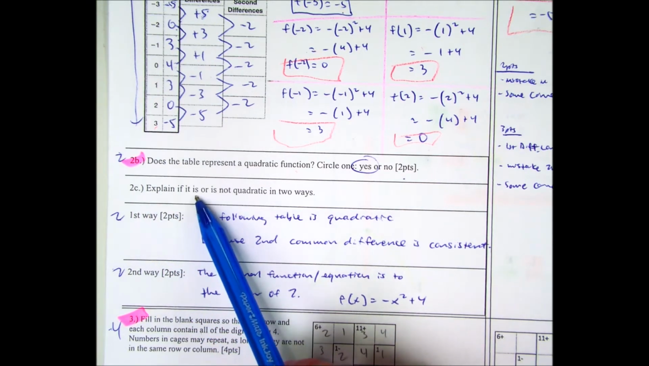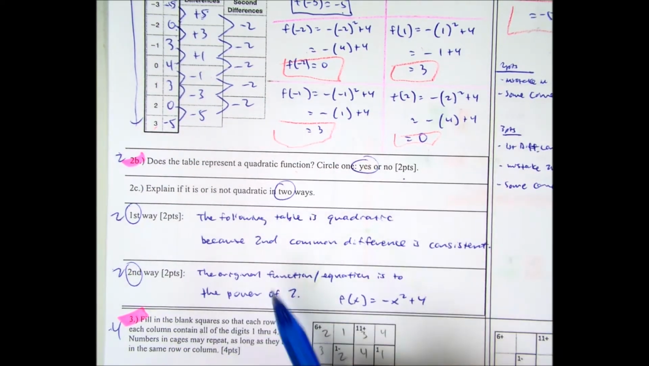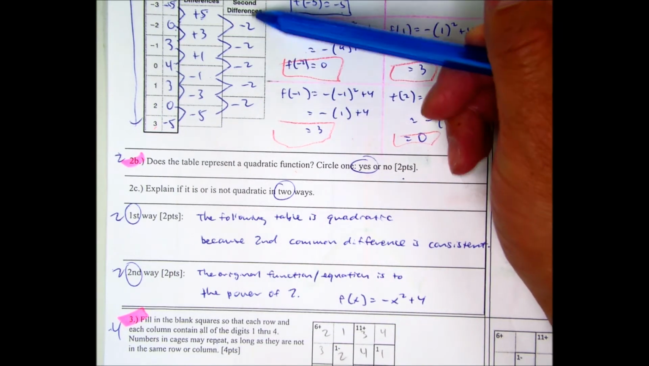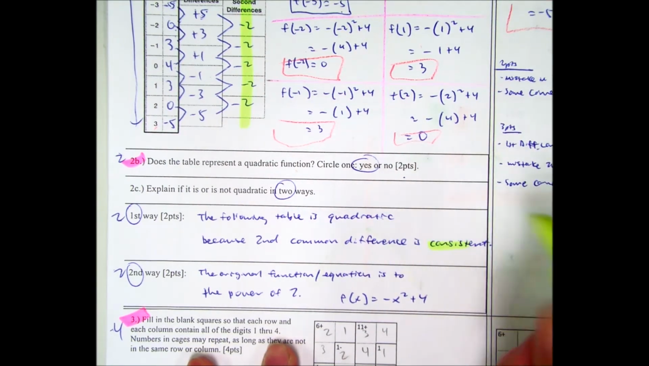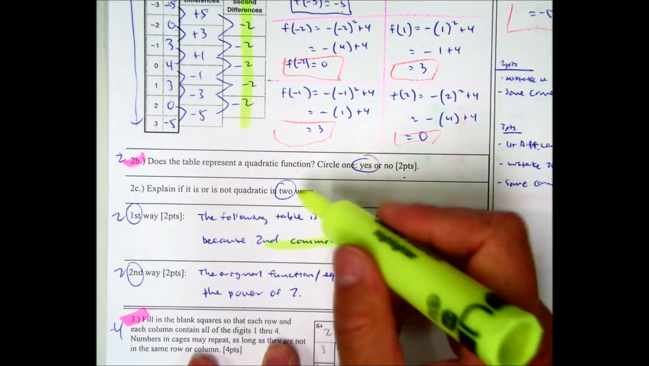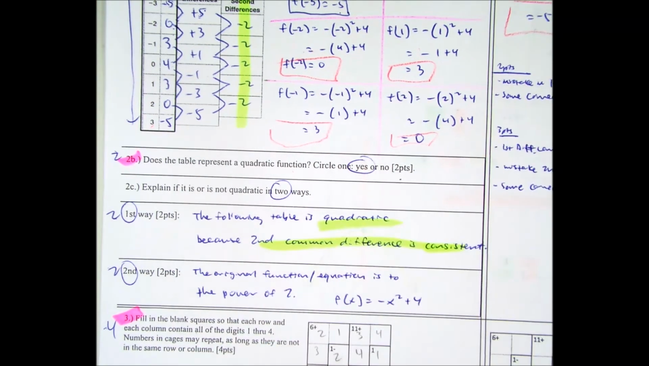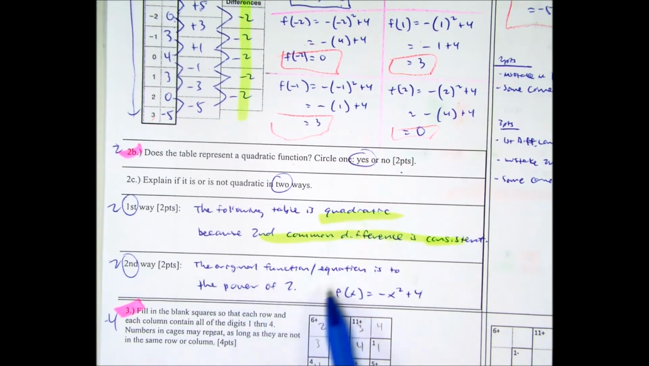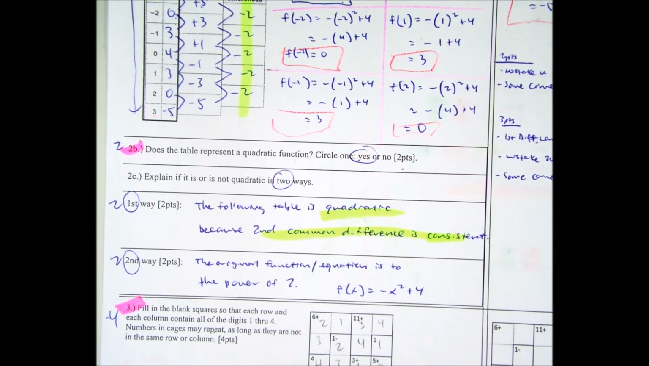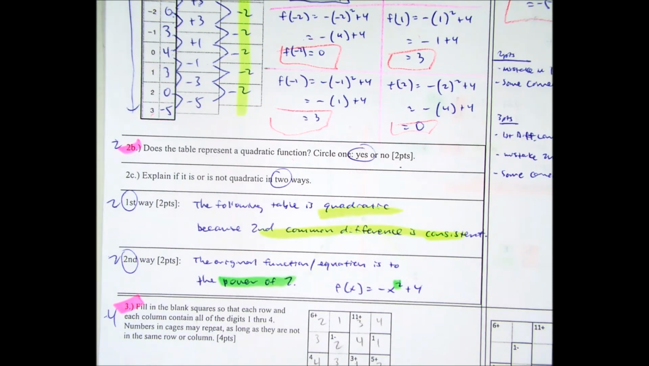Explain if it is or is not quadratic in 2 ways. So here's the first way. The following table is quadratic because the second common difference is consistent, because you have a -2 there. The second common difference is consistent with the same number, therefore it's quadratic. What's another way that you can prove that it's quadratic? The original function equation is to the power of 2. If you wrote something about the exponent, I gave you only 1 point.